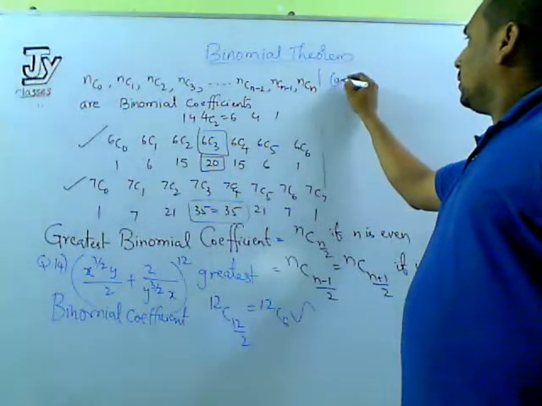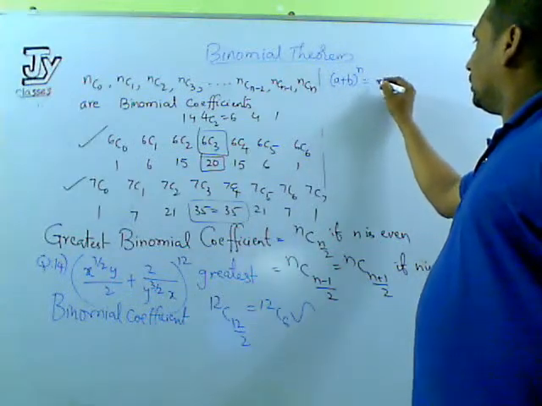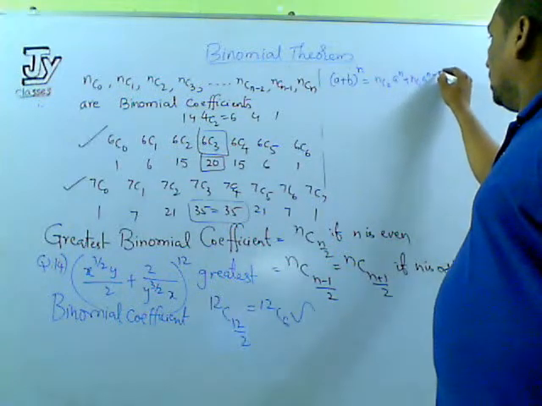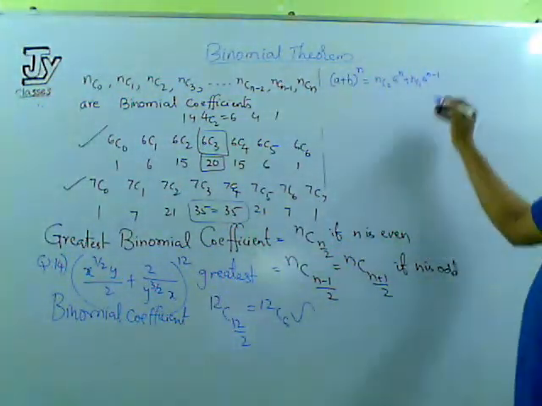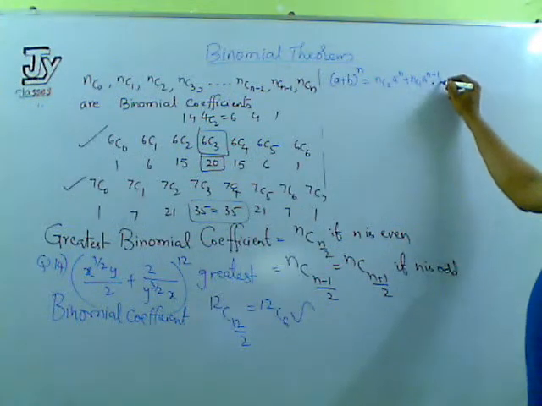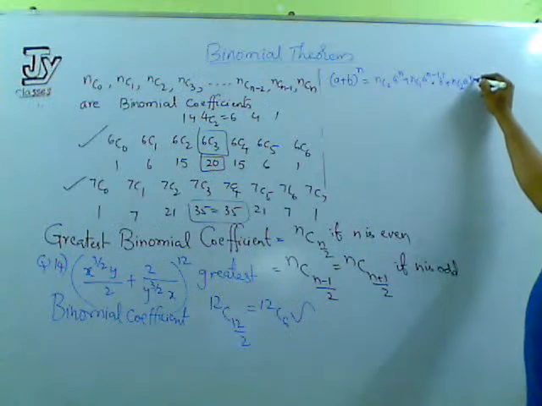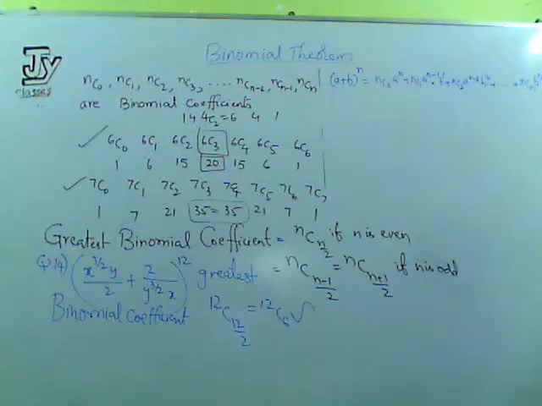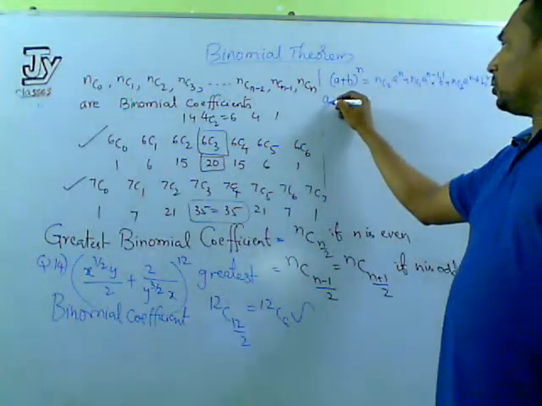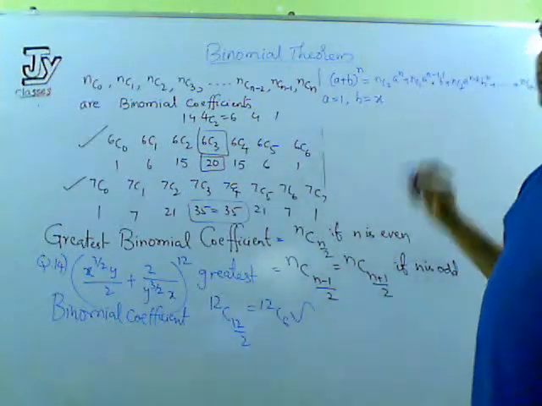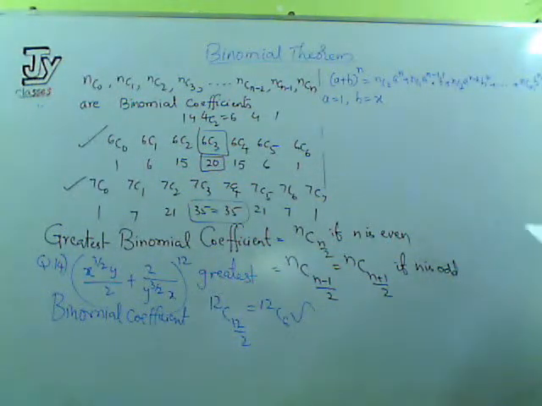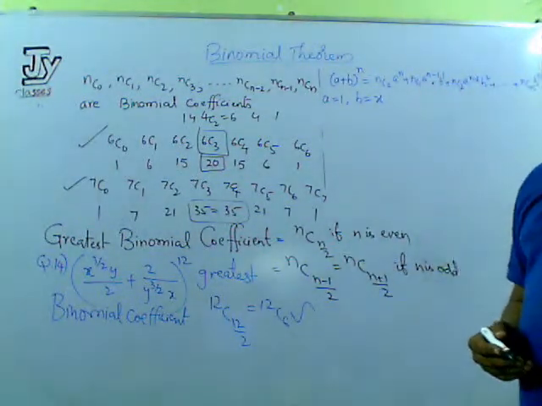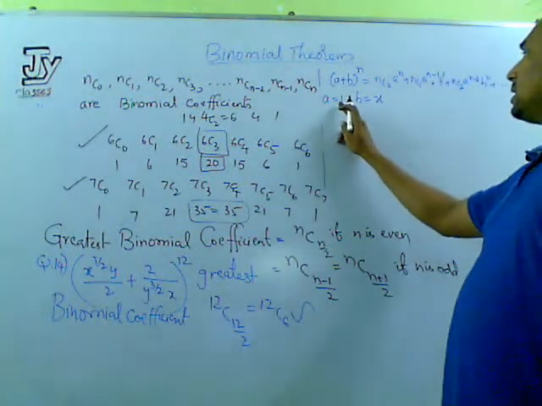So now (a plus b) whole power n is equal to nC0 a power n plus nC1 a power n minus 1 b power 1 plus nC2 a power n minus 2 b power 2 and so on plus nCn b power n. So put a is equal to 1, b is equal to x. With a as 1, every term has a power anything equal to 1.